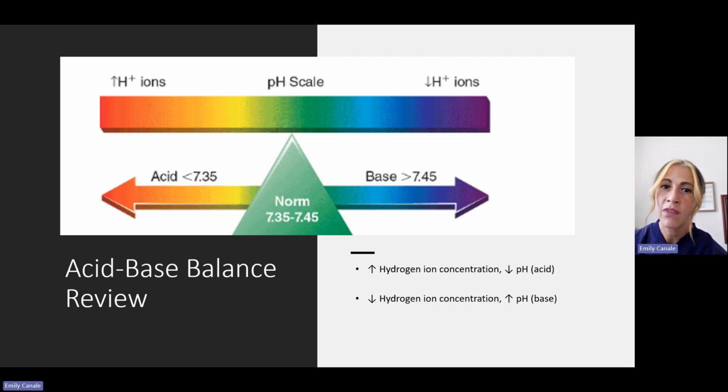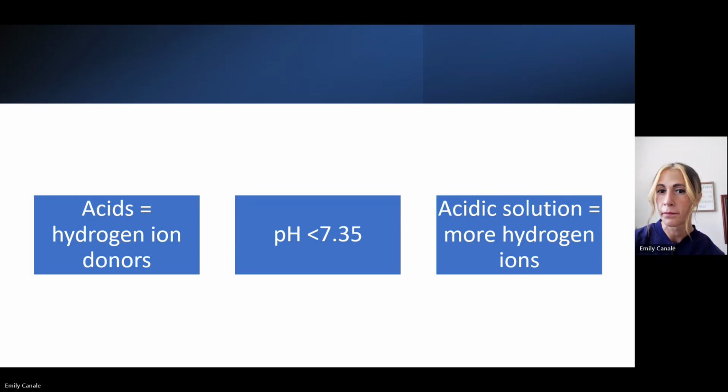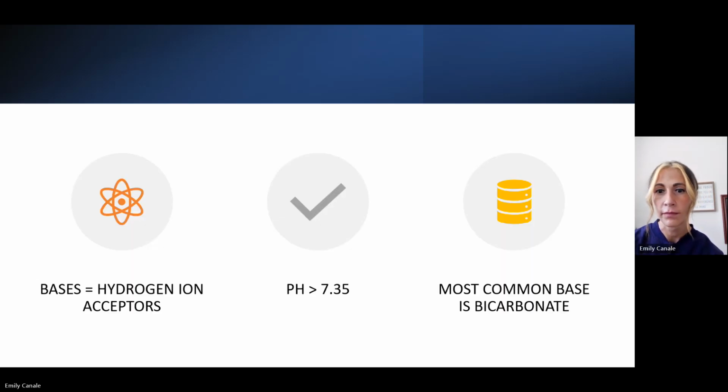Remember that we will give you a lab value sheet, so you don't have to memorize all of these lab values, but you do have to know what's acidic and what's base, what's alkalotic. So our acids are our hydrogen ions. So we're going to be acidic if our pH is lower, less than 7.35, and our bases are known as our hydrogen ion acceptor. So it's a base, an alkaline, so that has fewer hydrogen ions, so that pH is going to be greater than 7.45. And your most common base is your bicarbonate.